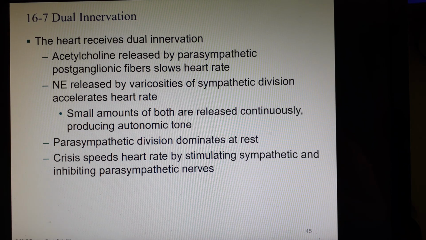The heart gets dual innervation, so it is controlled by both parasympathetic and sympathetic. Anytime the parasympathetic stimulates the heart, it releases acetylcholine and it will slow the heart rate. If adrenaline or noradrenaline is released by the sympathetic division, it accelerates the heart rate. And the weird thing is, actually, both of them are released all the time. So whoever is secreting more wins. Parasympathetic division dominates at rest, and any crisis speeds up the heart rate by stimulating the sympathetic secretion of adrenaline, which overrides the acetylcholine.